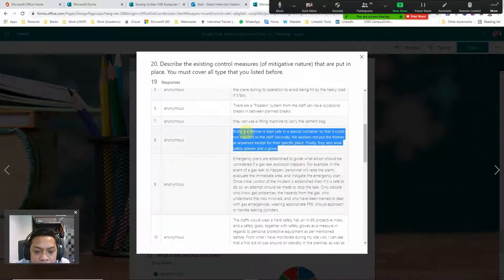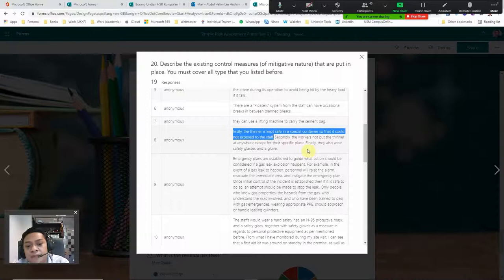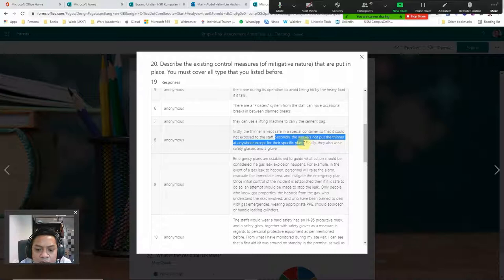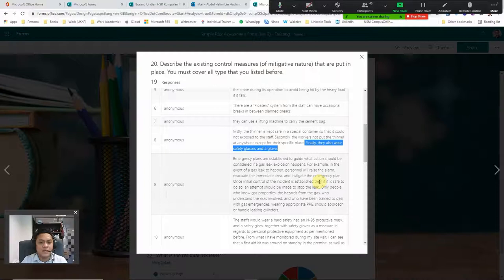If you say the answer, the thinner is kept safe in a special container, not exposed to staff, this is preventive. Secondly, the workers do not put the thinner anywhere except their specific place. It's also preventive. Finally, they also wear safety glasses and gloves. If you are talking about thinner causing fire, okay, wearing safety glasses and gloves will not protect them from fire. They will get burned nonetheless.